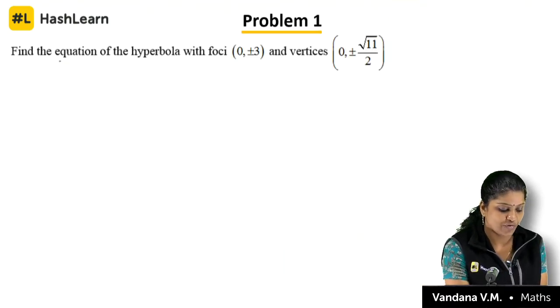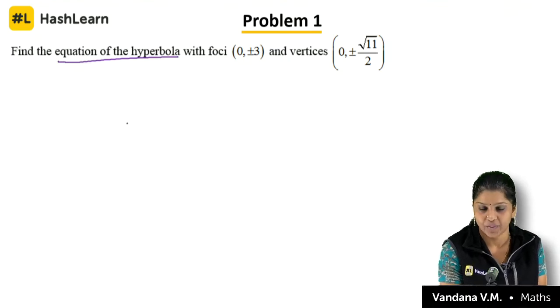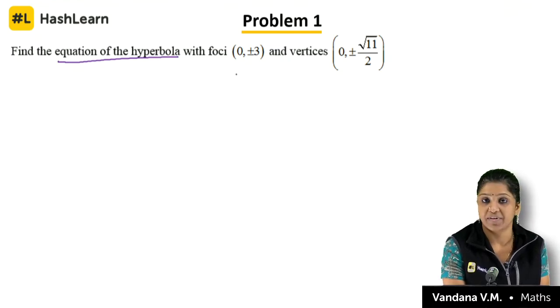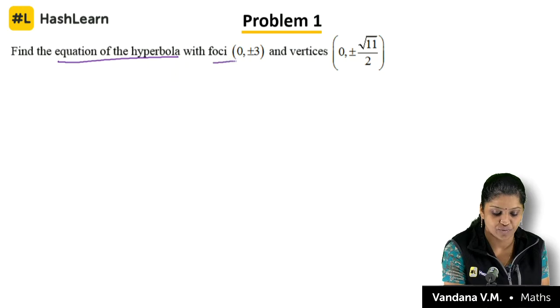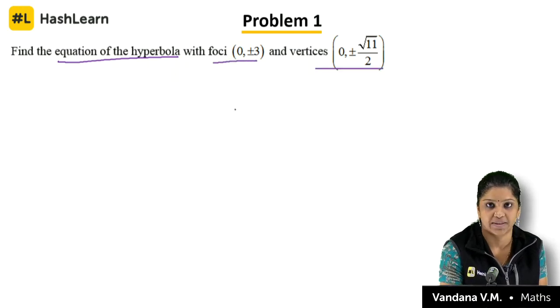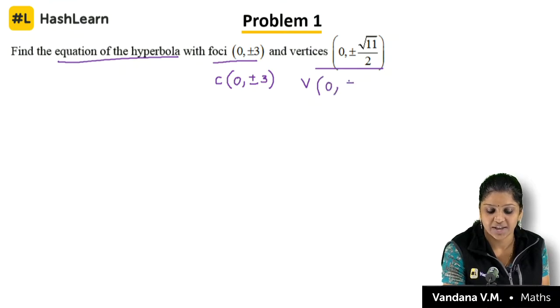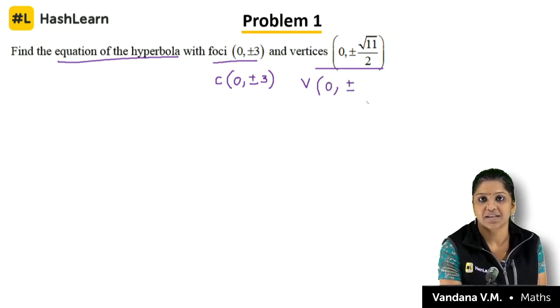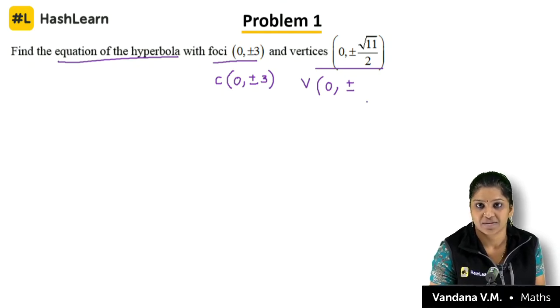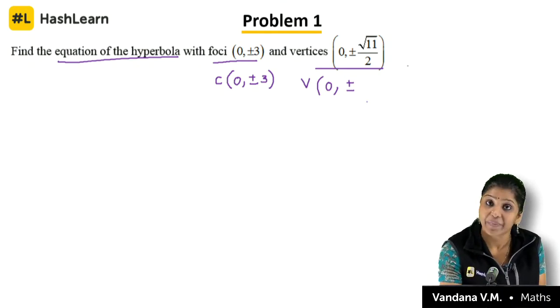Find the equation of a hyperbola. I have to find out the equation. So what is the given information? One is the focus and the other is the vertices. See, the focus is (0, plus or minus 3). And the vertices: what is a vertex? Yes, that is where the transverse axis meets the curve.